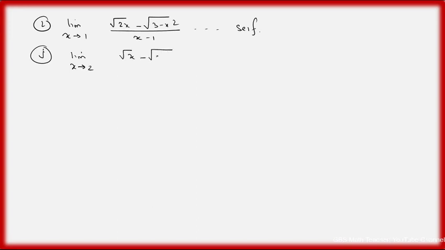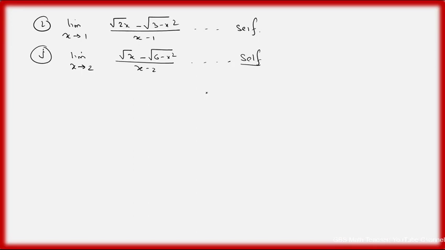Limit x tends to 1, root 2x minus under root 3 minus x square over x minus 1, you can do it yourself. And J number: limit x tends to 2, root under x minus root under 6 minus x square, whole over x minus 2. You will get an indeterminate form. You can rationalize the denominator, and finally you will obtain the answer for this question as well. This is also for self-practice.